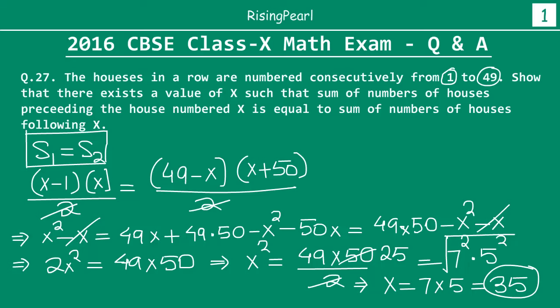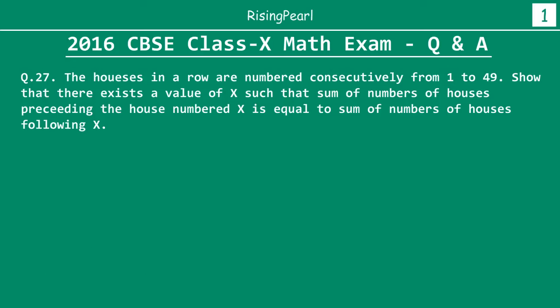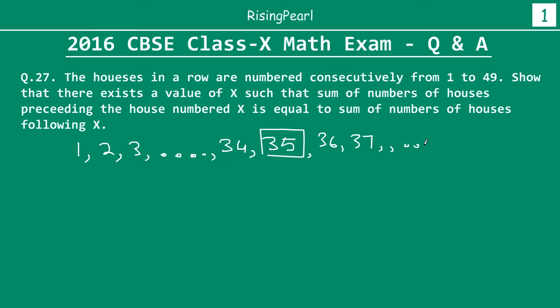X equals 35. Now this is very straightforward for you to check, right? So all we need to do now, if you have time and if you want to check if your answer is correct, is this: 1, 2, 3 all the way, 34 and then 35. X is 35, right, and then we have 36, 37, then all the way till 49. So what we are saying is S1 is the sum of all these terms.